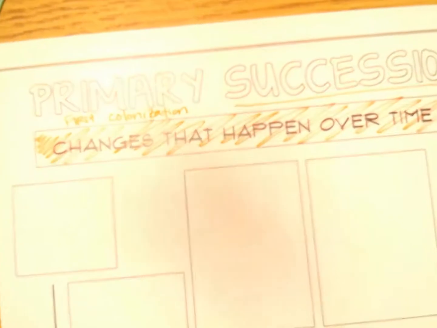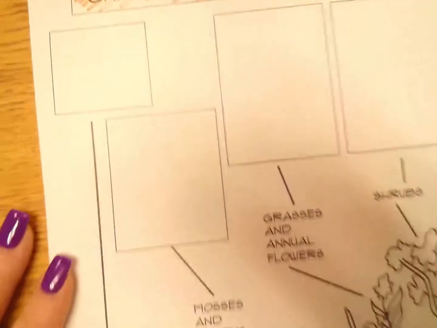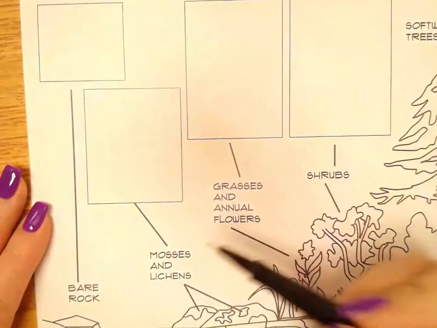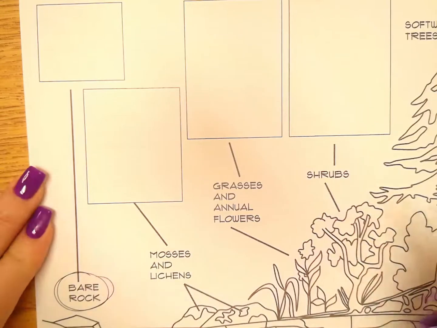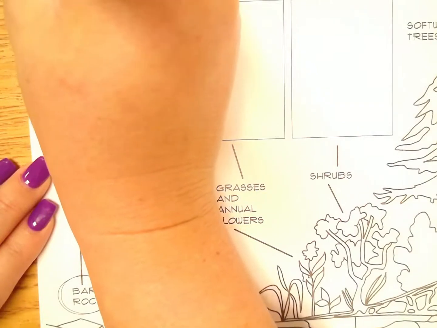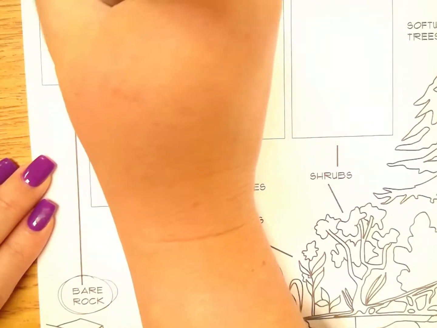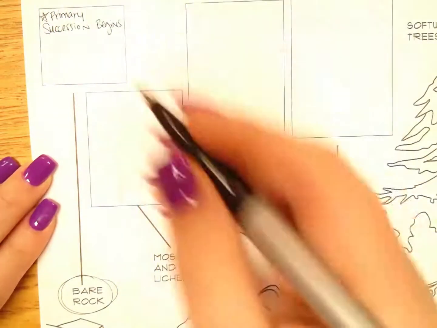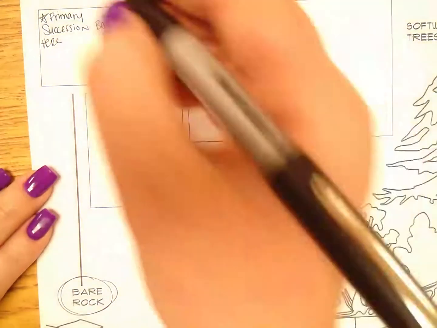So we're going to color code today. We're going to start out with gray. I'm going to use black for my writing. To start out at the very beginning of our diagram, if we look at the bottom down here, we can see that it starts with bare rock, just like we talked about yesterday. And so this is where primary succession begins. Okay, it begins here. Most plants cannot survive on bare rock.